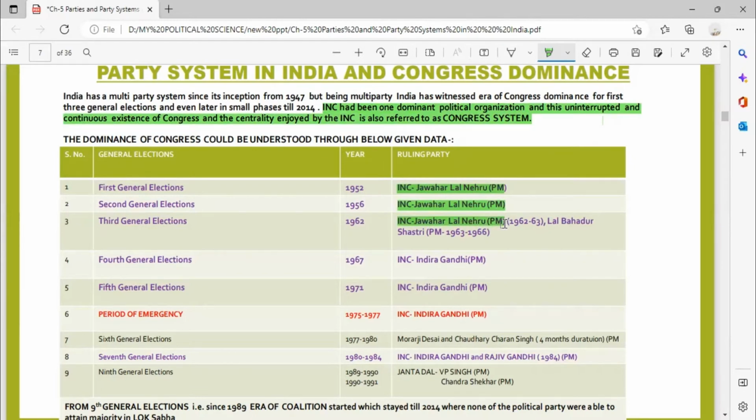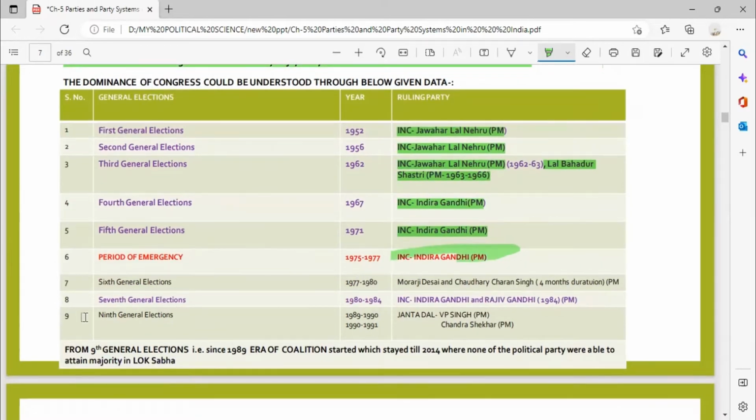After Jawaharlal Nehru's death in 1964, Lal Bahadur Shastri became the PM. After that, in the fourth general election, you see Indira Gandhi. Fifth general election, once again Indira Gandhi. Then the period of Emergency, 1975 to 77, there also Indira Gandhi. And after this, we come to the next part, which was actually the first non-Congress government at the center in the country. That became Morarji Desai and Chaudhary Charan Singh, a four-month duration PM.